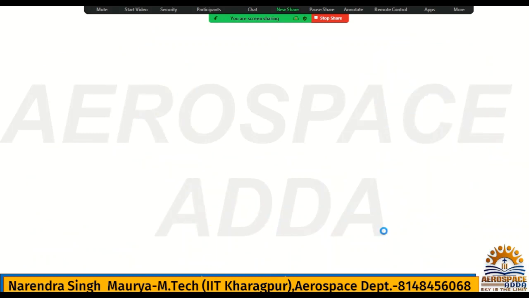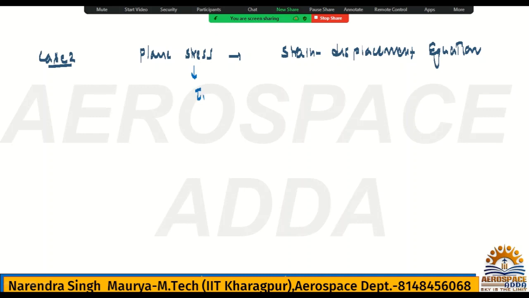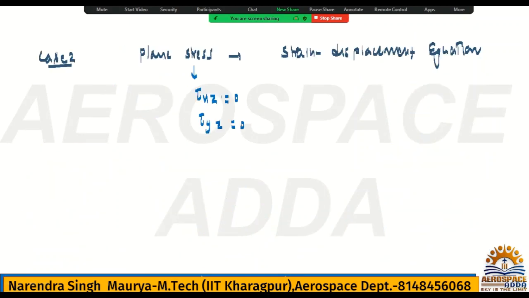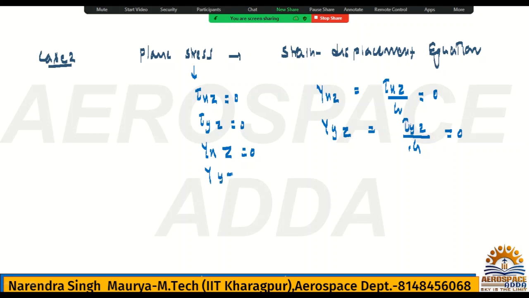So for the plane stress condition, we will have tau xz equal to 0 and tau yz equal to 0. Once tau xz and tau yz are 0, then what will be gamma xz and gamma yz? These will also be 0. We know gamma xz is equal to tau xz divided by the modulus of rigidity G, so this will also be 0. Similarly gamma yz is tau yz divided by G, also 0. So for the plane stress condition, two strains are 0, gamma xz and gamma yz.